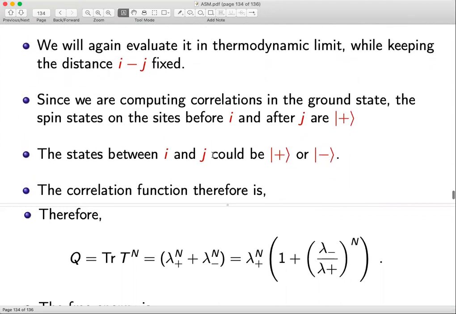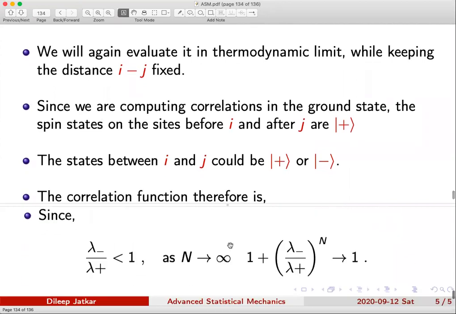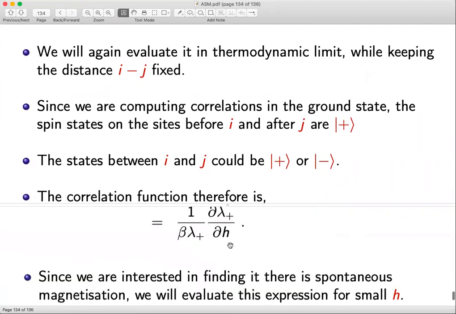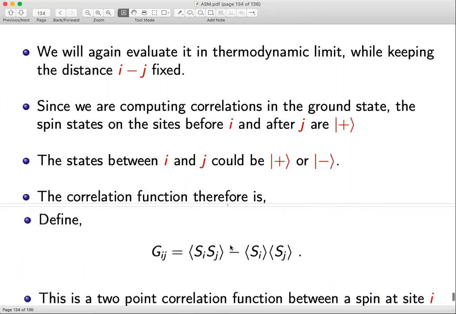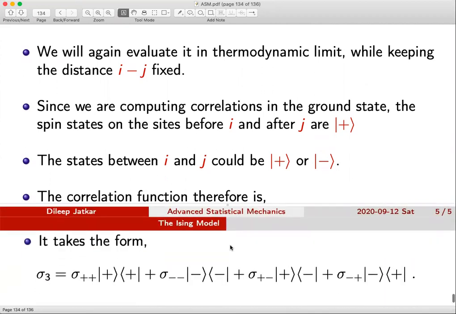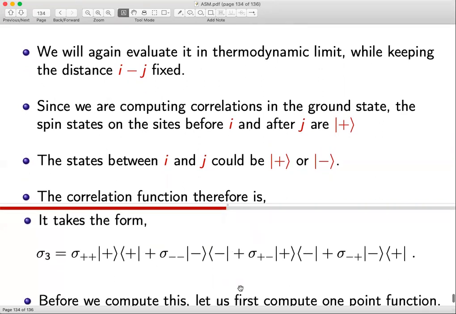But if that happens, then if you look at the sigma matrix, what the sigma matrix will tell you is that if you cross I and you find that after crossing I the state remains plus, then at the site I where you have introduced a spin, the only operator that is going to click is sigma plus plus, because it is going to transfer a plus state to a plus state across to the next transfer matrix. Is that fine?